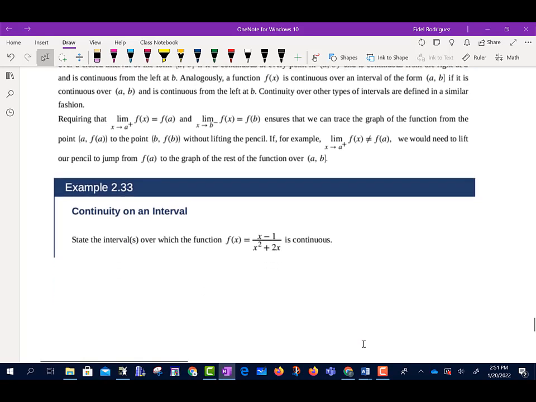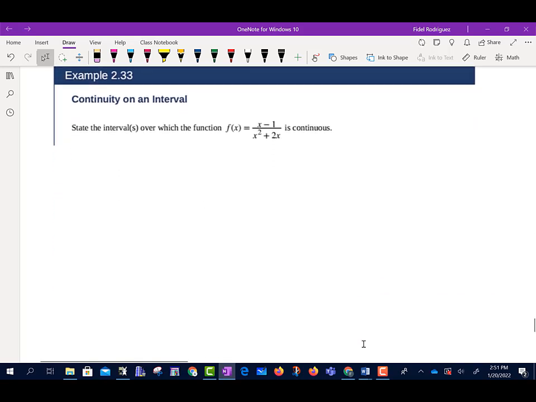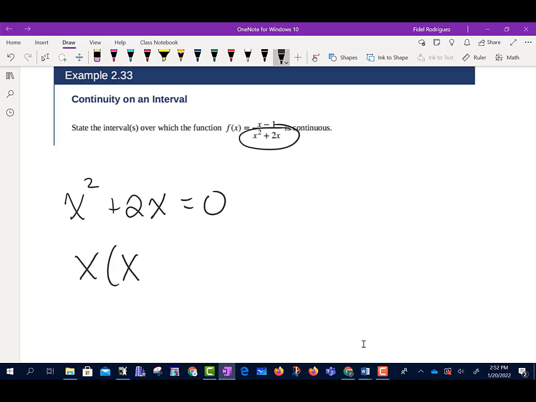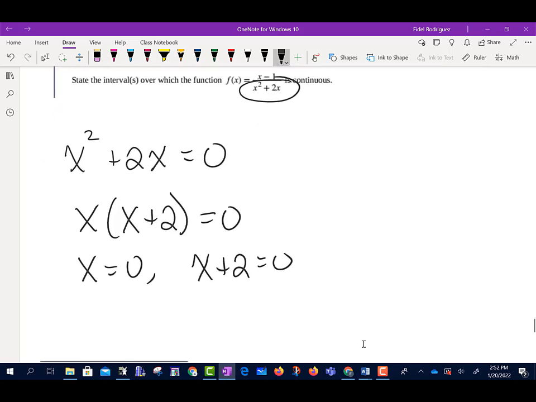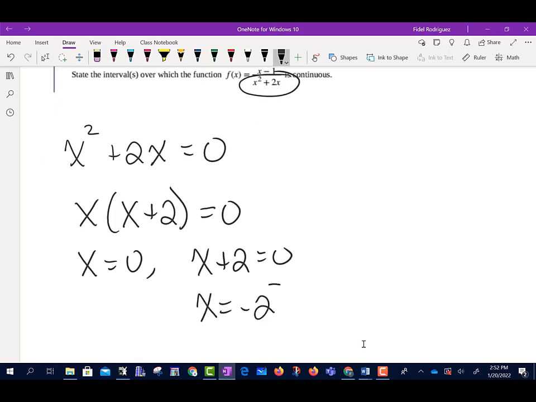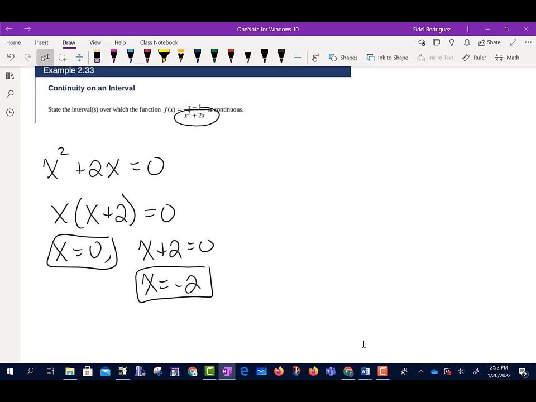All right. So now we're going to talk again about continuity over an interval. It says state the intervals over which the function f of x equals x minus 1 over x squared plus 2x is continuous. Like we said before, we have a rational function. We're going to take the bottom portion and set it equal to 0. We can factor this and we end up with two values, x equals 0 and x equals negative 2. These are the values for which the function is not defined, because they make the bottom part 0.